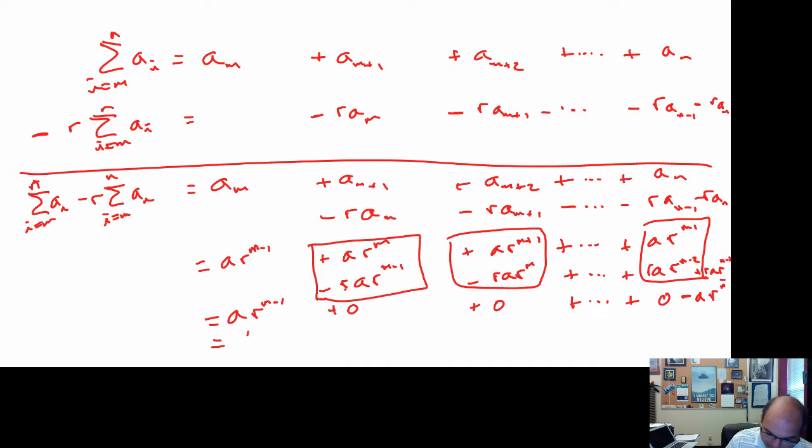So really all I have is a times r to the m minus 1 minus a times r to the n. And I can simplify that even more, because this first term you'll recognize is just a sub m, and this term is actually a sub n plus 1. Okay, so there's our answer. Now to finish this, all we need is one more summary here.